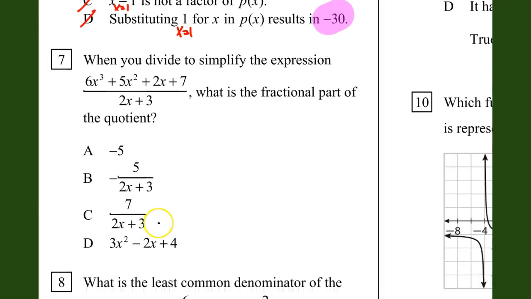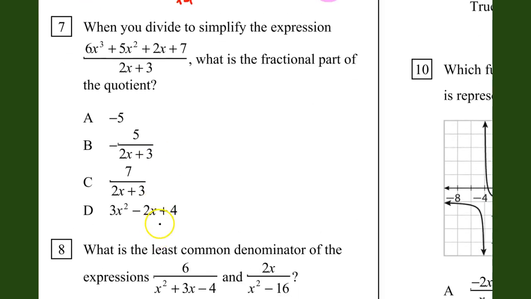All right, let's look at number 7. And we can do what is the fractional part of the quotient. So we just need to do a little bit of long division to find out what we get. And right away I can tell we're talking about the fractional part, so our answer should be a fraction. So we're not going to have A or D.